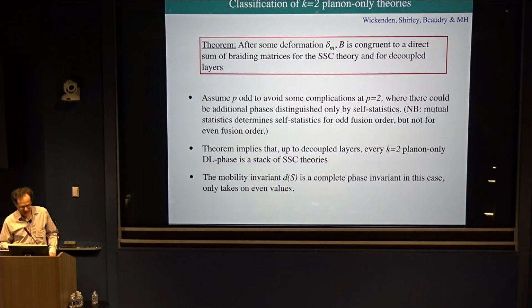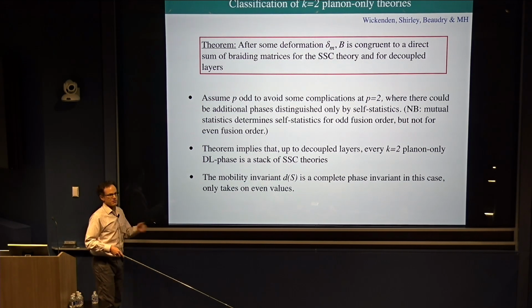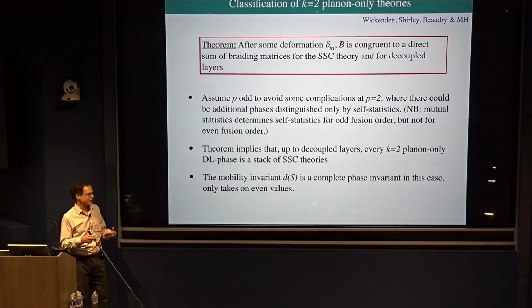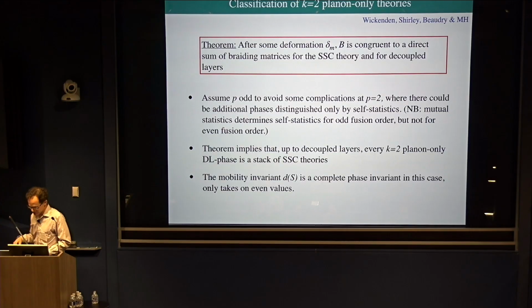Okay? And in this case, this mobility invariant d of s is actually a complete phase invariant. It tells you everything. So not only do we have a classification, we also have a full characterization, where we have an invariant that uniquely labels every phase.